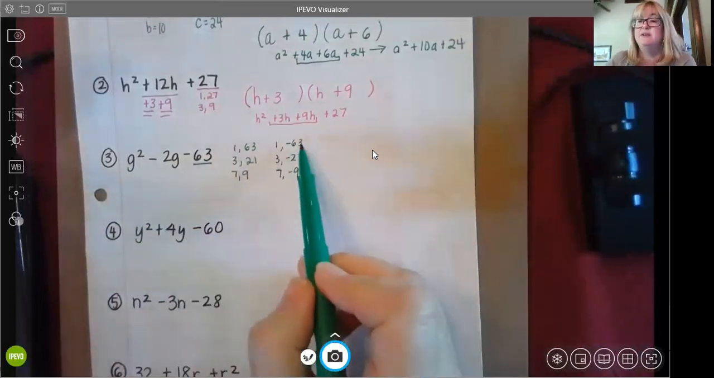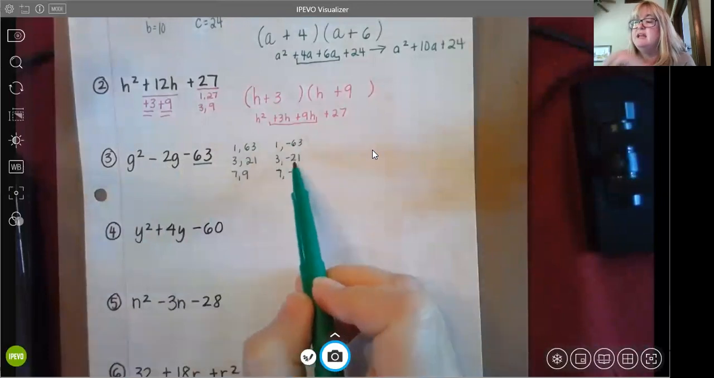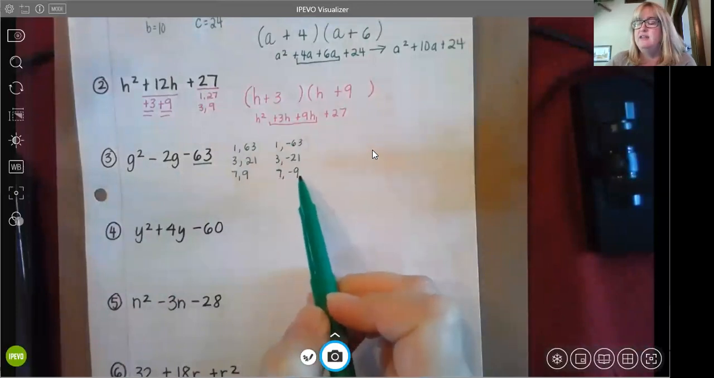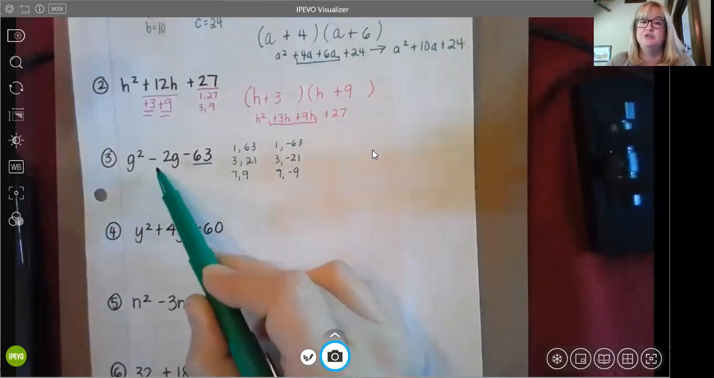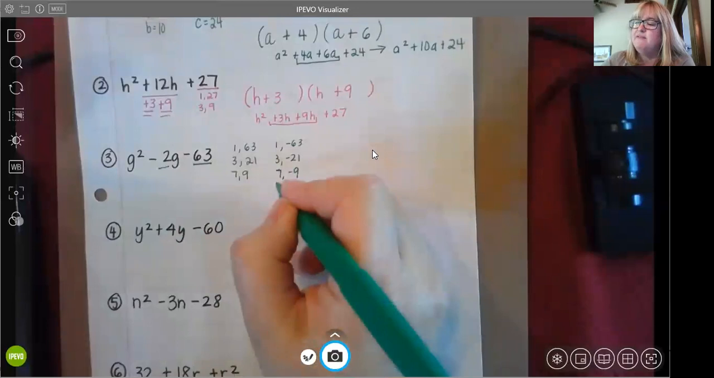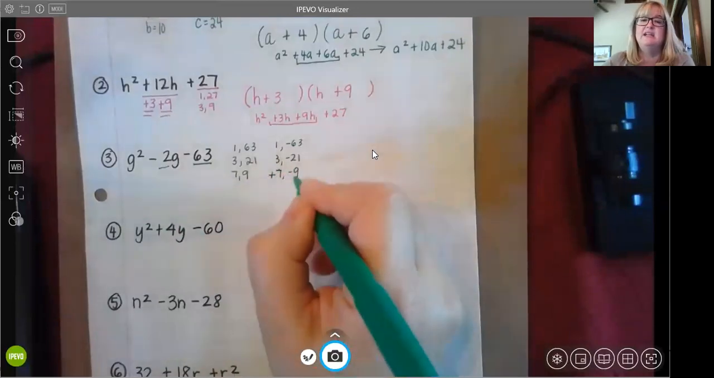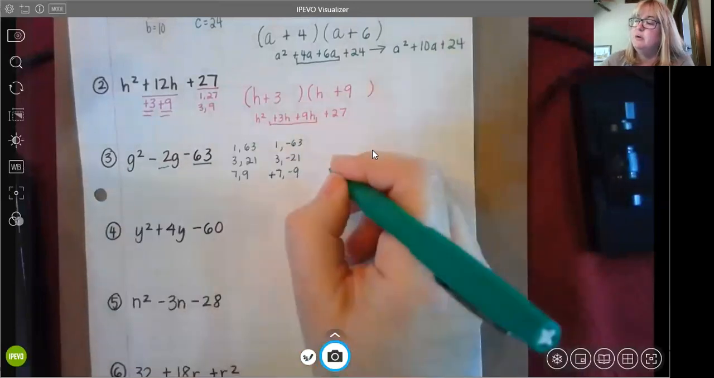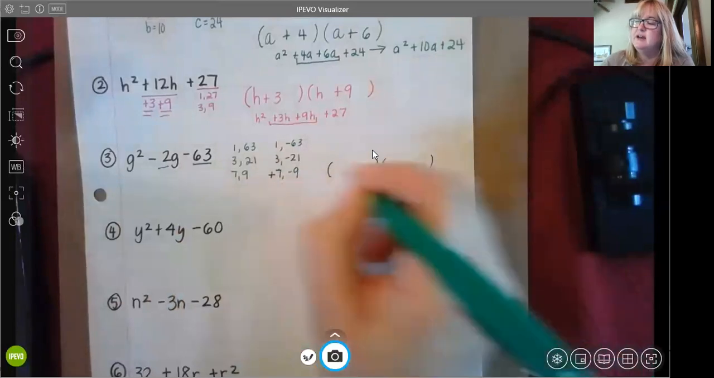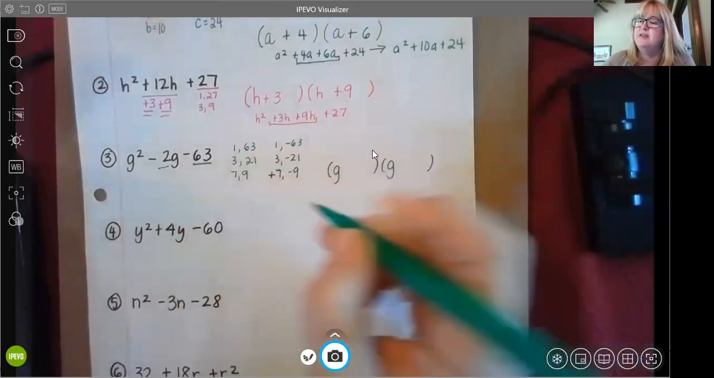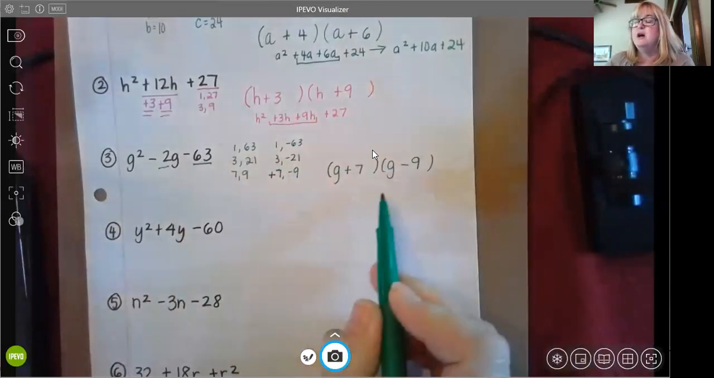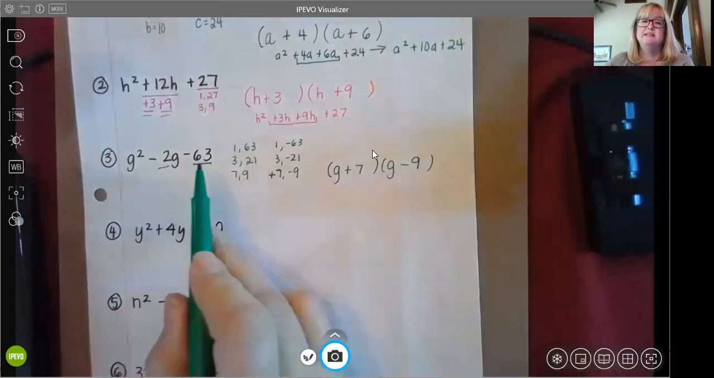Well, 1 and negative 63 is not going to cut it. 3 and negative 21, if I combine them, I get negative 18. 7 and negative 9, there it is, because 7 plus negative 9 is negative 2. That is your B. So I know that my factors have to be a positive 7 and a negative 9. G squared is my first term, so my binomials need to have G and G, and then I've got plus 7 and minus 9. And if you were to multiply these out, you would get this.